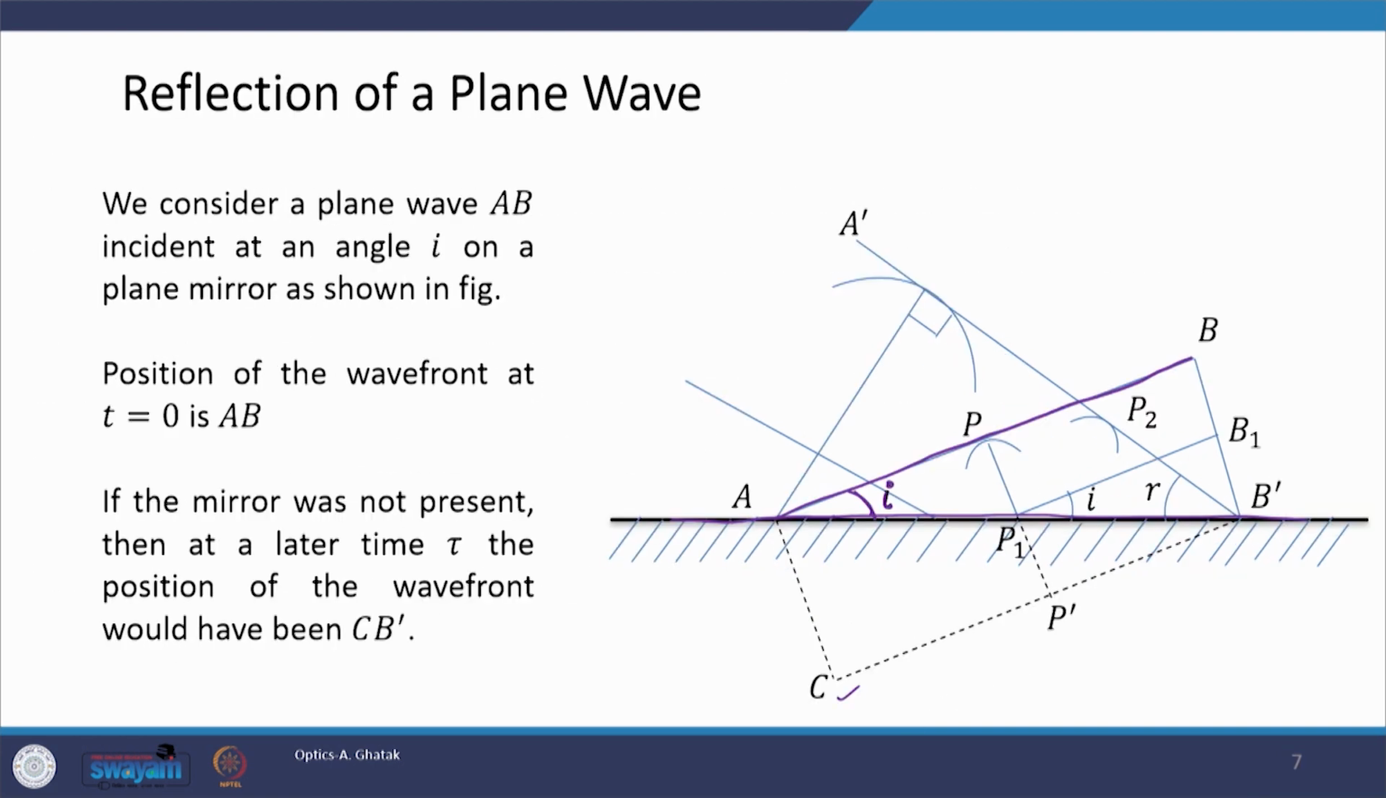Now, in this figure, let us again do what we did in refraction. Let us assume a random point P on the wavefront, and then this point P propagates to point P1 here on the mirror, and this angle i would be the angle of incidence, and suppose the time the point B takes to reach B prime is tau. Therefore, this distance we call V1 tau, and suppose here the time is tau 1, therefore this distance would be V1 into tau 1.